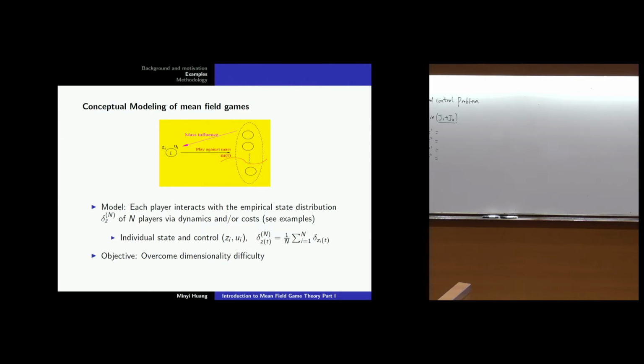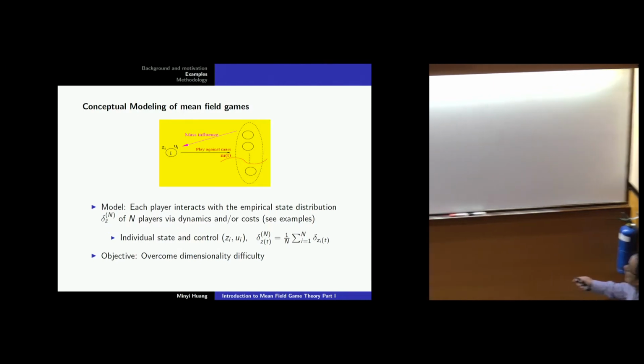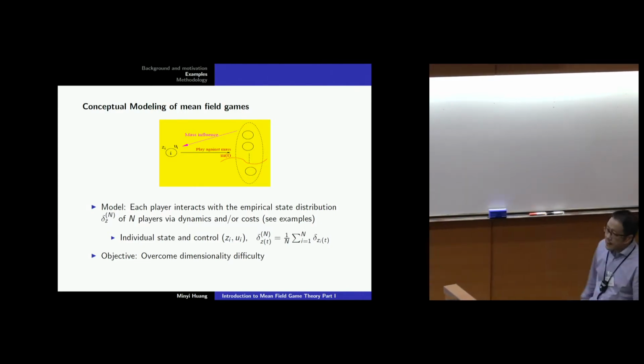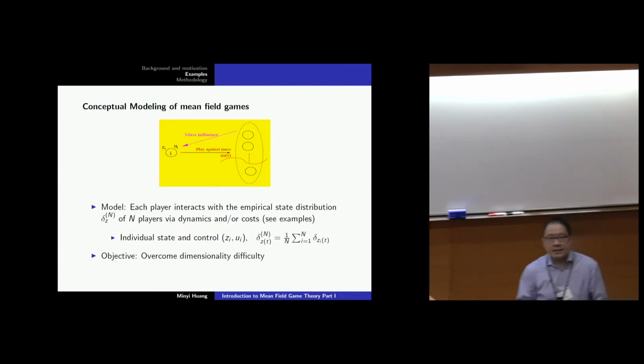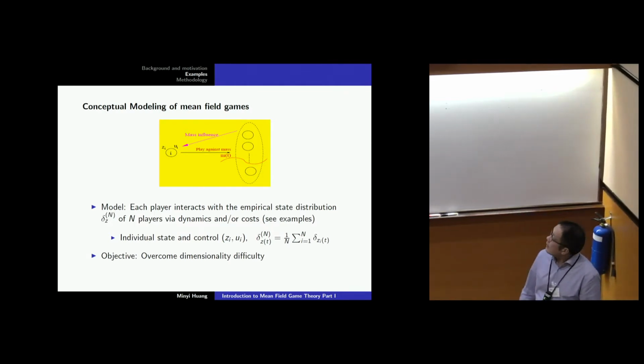So let's check what happens here. Mathematically, we have my own state and the control input. Eventually, it can be called a strategy. My own state strategy. What I'm dealing with is actually this object, and this is the empirical distribution of the states of all the other guys at time t. So essentially, this data is a measure valued process. And the objective is to work out a methodology to overcome the dimensionality difficulty.